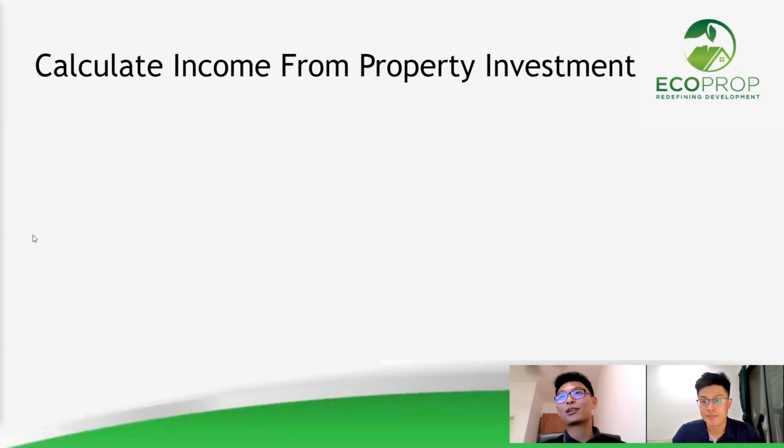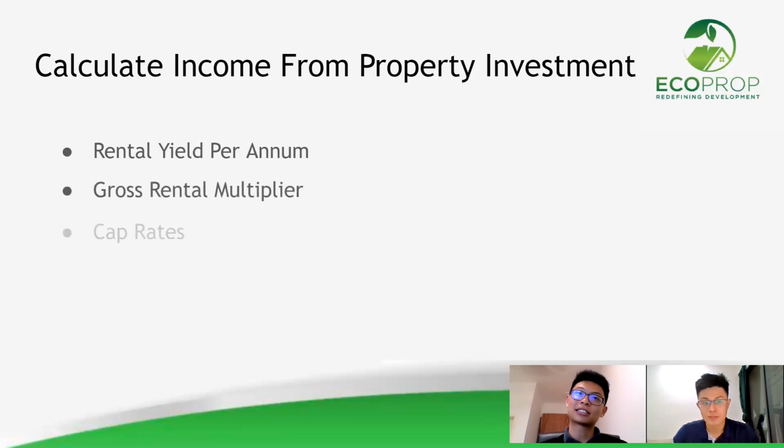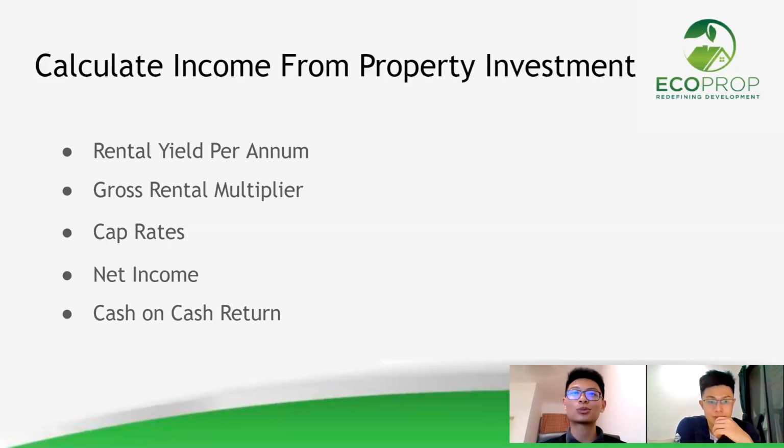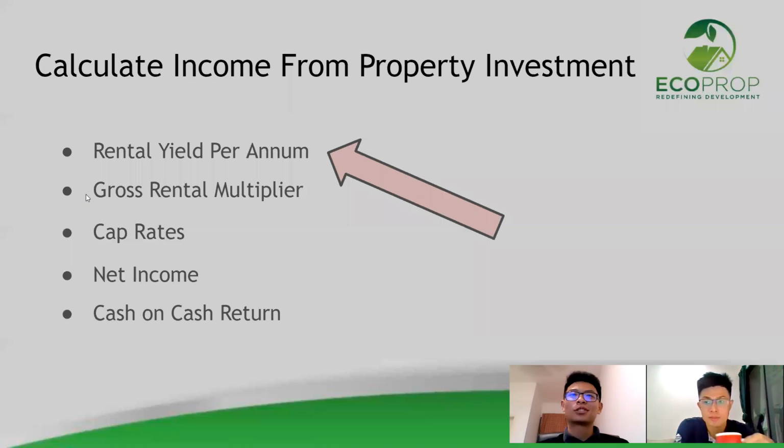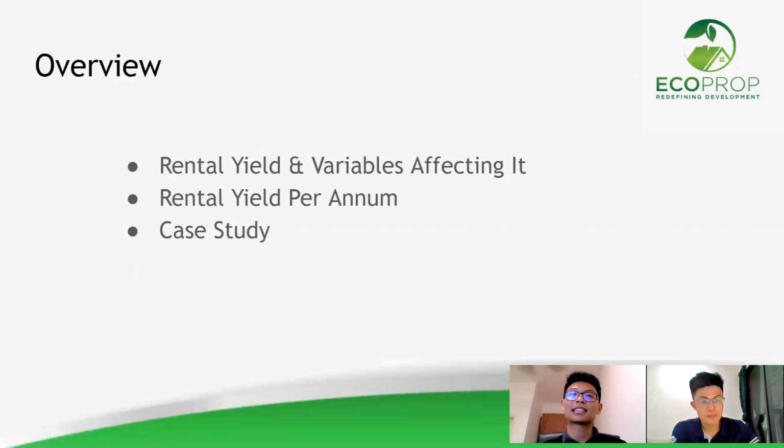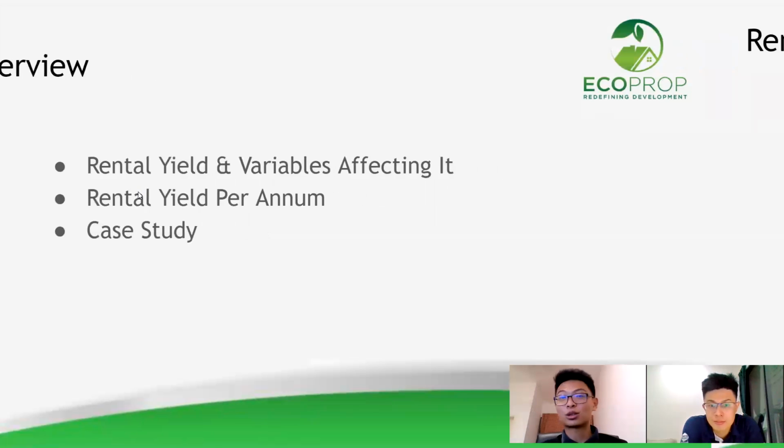Very good, very good. Actually, we'll be talking about this kind of stuff, and there are plenty of ways to calculate, such as rental yield per annum, gross rental multiplier, cap rates, net income, and cash on cash return. But in this sharing session, we'll be sharing a very simple calculation, which is the rental yield per annum. The overview will be the variables affecting it and also a case study for you to better understand it. Calculating the rental yield itself is very tricky because many factors influence the calculation, such as rental fluctuation, the vacant period, maintenance costs, and also property taxes.